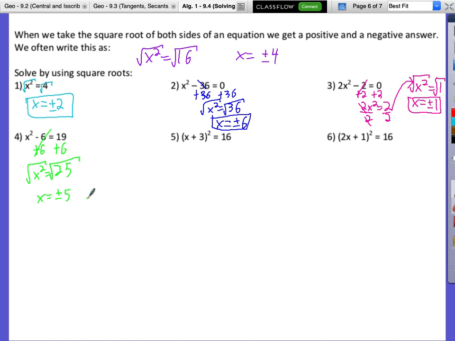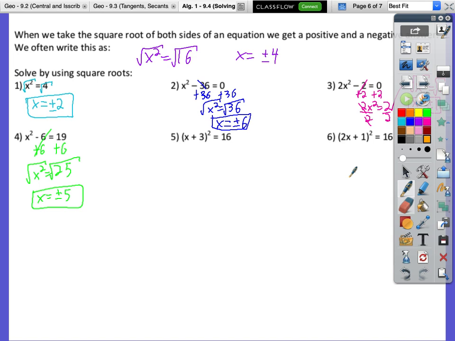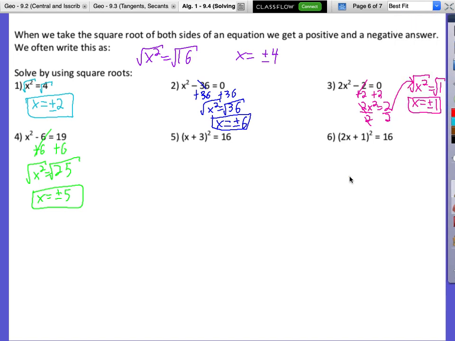Okay. Hey, so now our third step would be to get x by itself, but is it already by itself? Yeah. Nice. Questions on number 4? Okay, there's a little bit of a twist on 5. So what's our first step say?